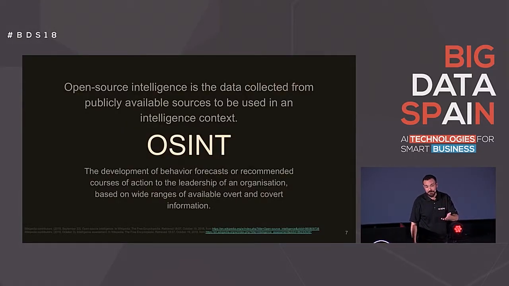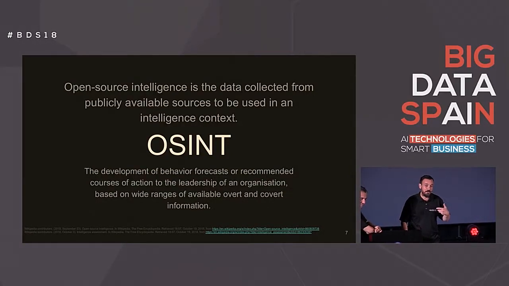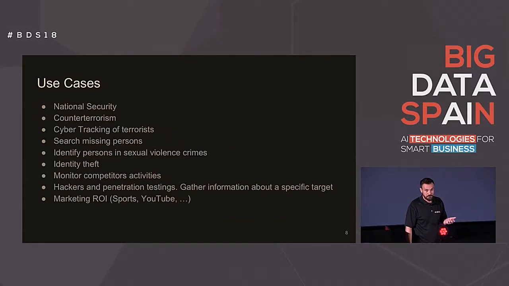A modern definition is this: open source intelligence is the data collected from publicly available sources to be used in an intelligence context. So the idea is to get a lot of information and apply it in different use cases, for example national security, counterterrorism, cyber tracking, monitoring people, and even calculating the ROI of your advertisement and so on.